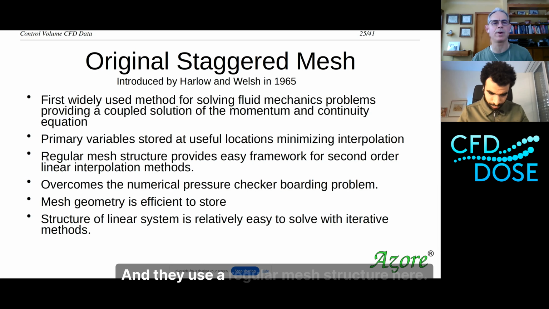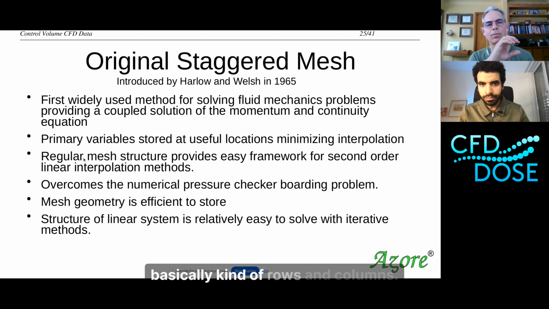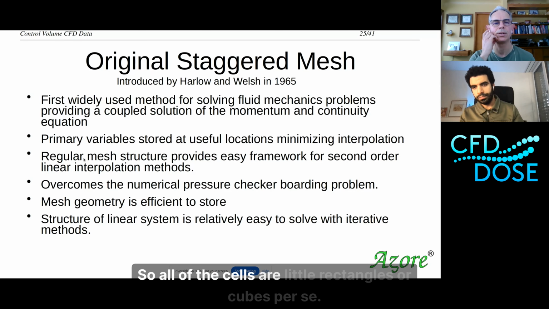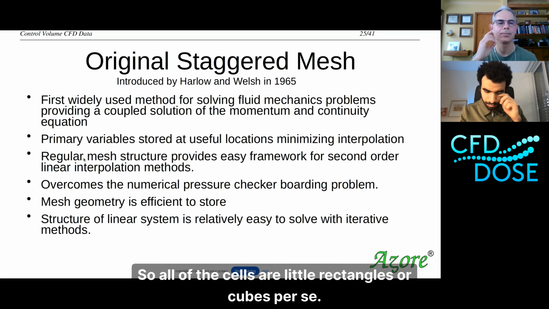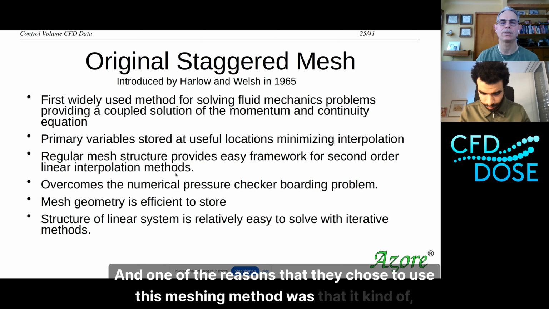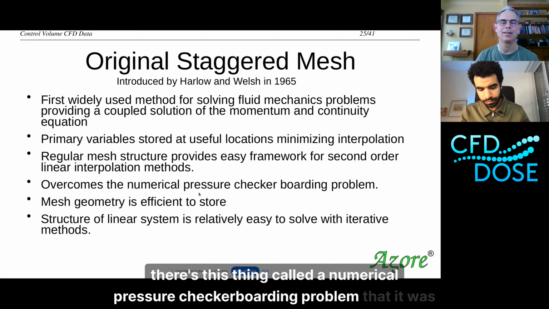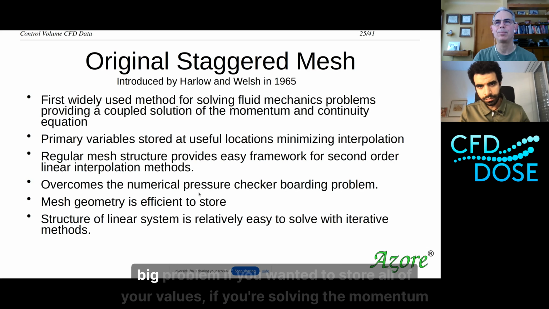And they used a regular mesh structure, which we'll look at in a moment, but they're basically rows and columns, so all of the cells are little rectangles or cubes. One of the reasons that they chose to use this meshing method was that there's a thing called a numerical pressure checkerboarding problem that was a big problem if you wanted to store all of your values.